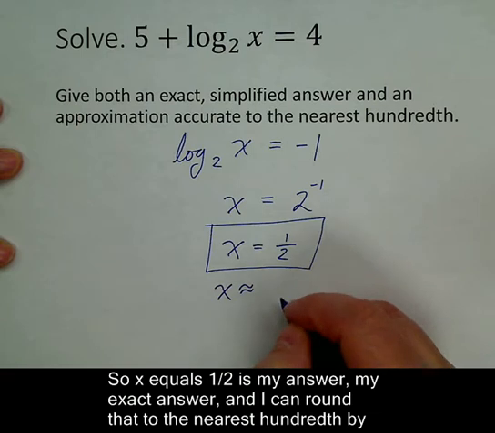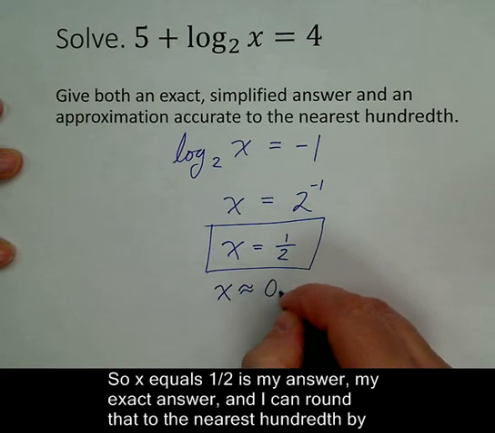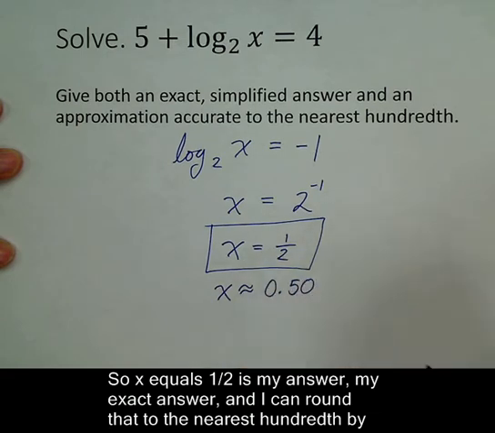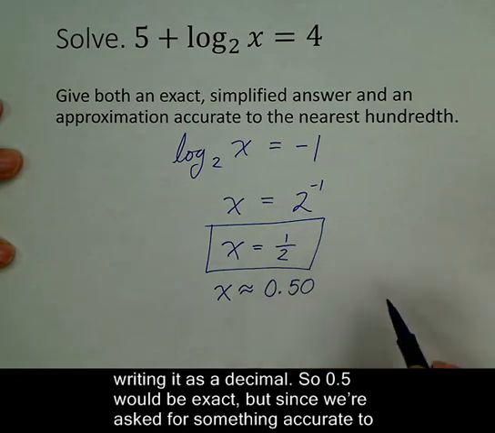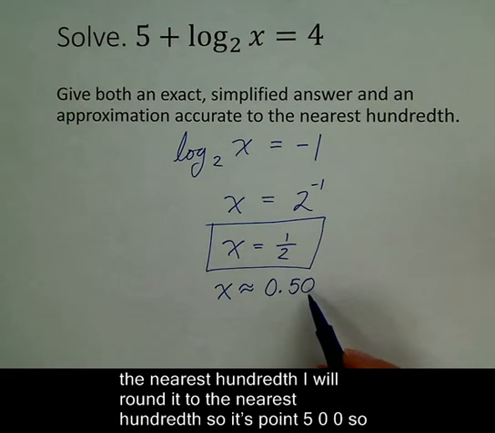And I can round that to the nearest hundredth by writing it as a decimal. So 0.5 would be exact, but since we're asked for something accurate to the nearest hundredth, I will round it to the nearest hundredth, so it's 0.500, so I don't need to round up.